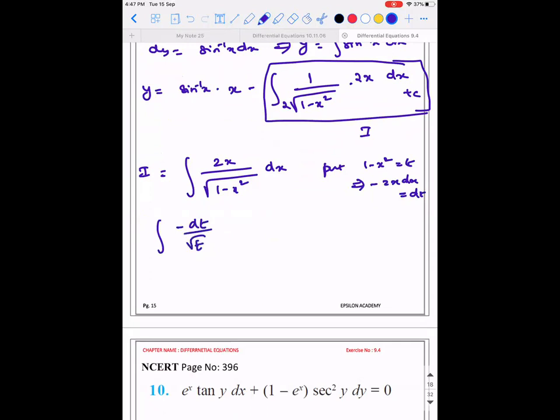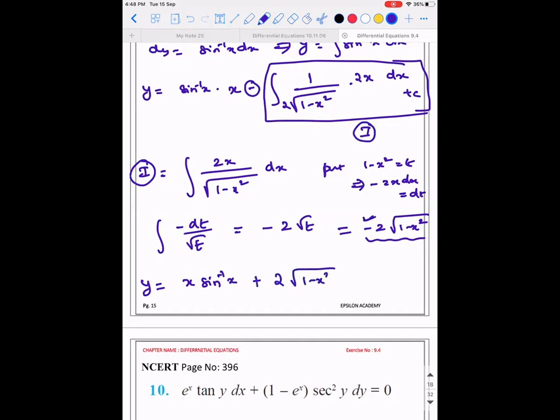So what is the integral of 1 by root t? Minus is already there. It is 2 root t. So what is it? Minus 2 root of t, where t is 1 minus x square. So I is how much? Minus 2 into root of 1 minus x square. Hence, y will be how much? x into sine inverse x. You already have a minus here. This minus is getting multiplied with I, which has a minus in it. So it will become plus 2 into root of 1 minus x square plus c. So this will be the required answer.